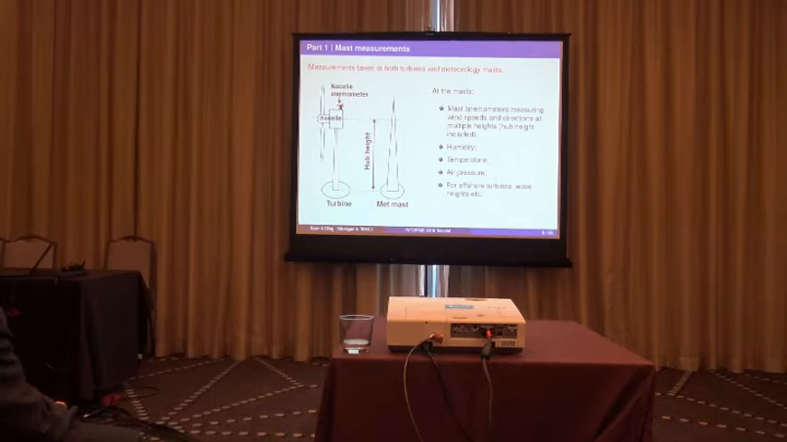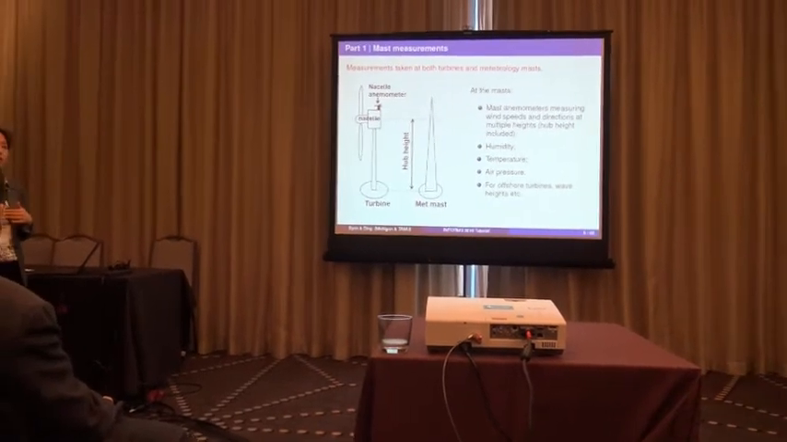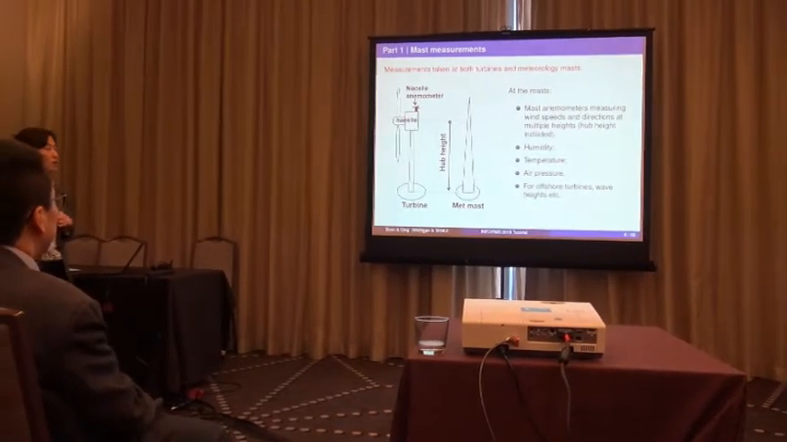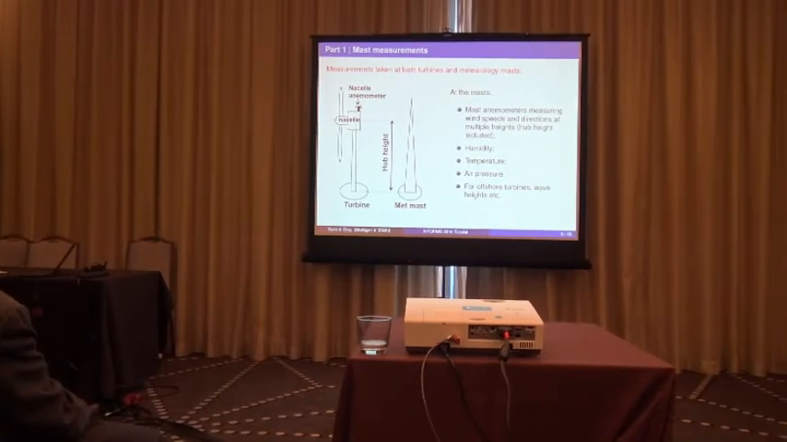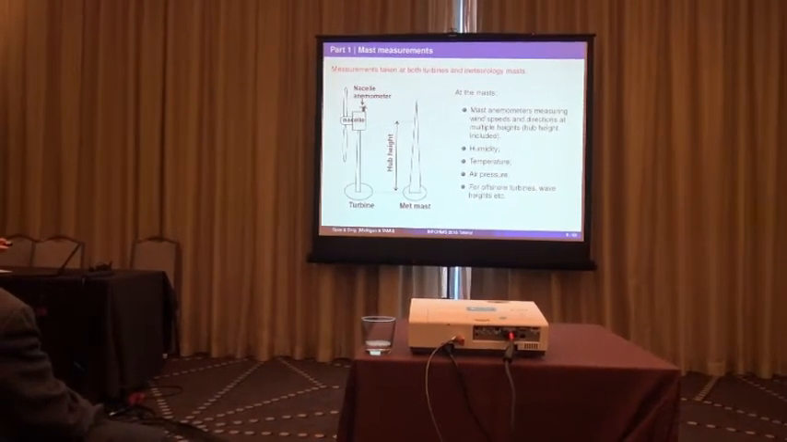Here, the height from the nacelle to the ground is called hub height, and the main mast measures the wind conditions at hub height. Depending on the data set, we have measurements at different heights. This main mast also includes other environmental conditions like humidity, air density, and temperature. For offshore turbines, the main mast also measures the wave heights.